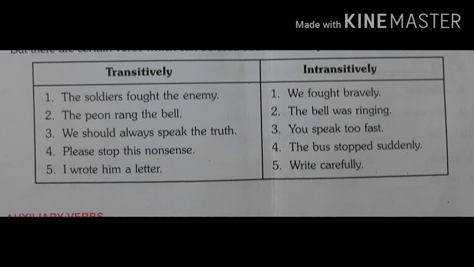Example, the soldiers fought the enemy. In this sentence, fought passes over its action to the object, the enemy. So fought is transitive verb. We fought bravely. In this sentence, bravely is not an object, it is an adverb. The peon rang the bell. In this sentence, we are using rang as transitive verb. The bell is an object. The bell was ringing. In this sentence, we are using ring as intransitive verb.